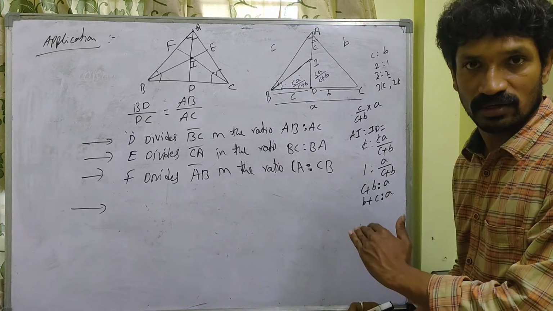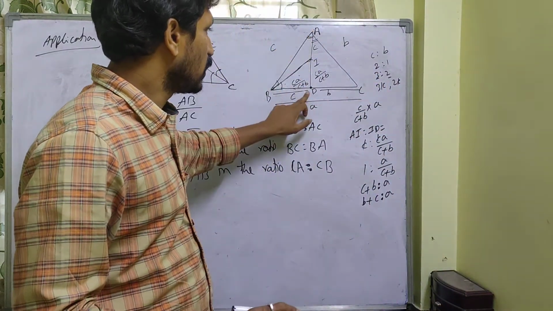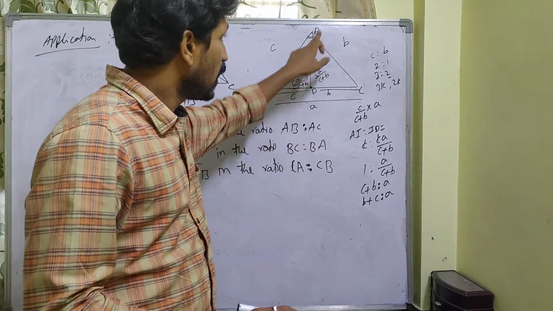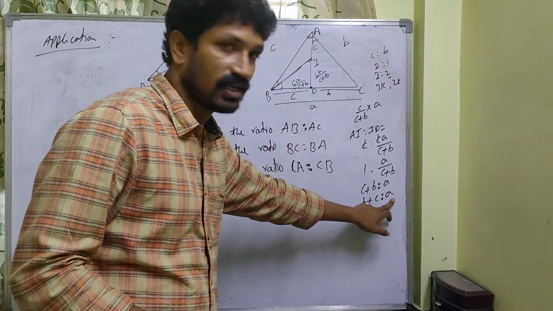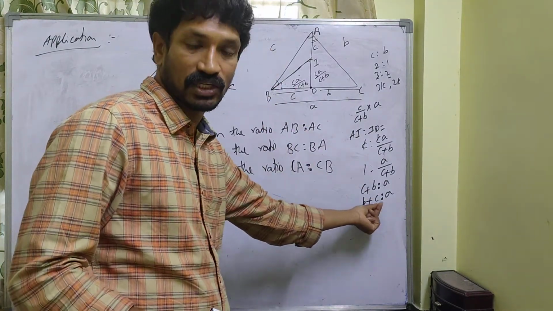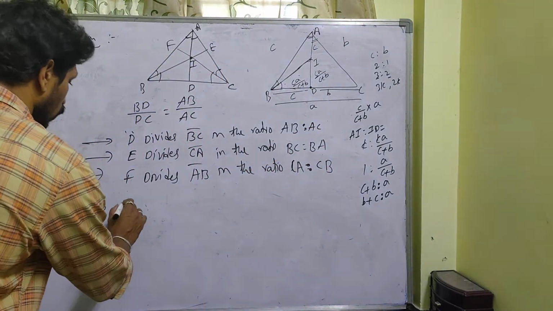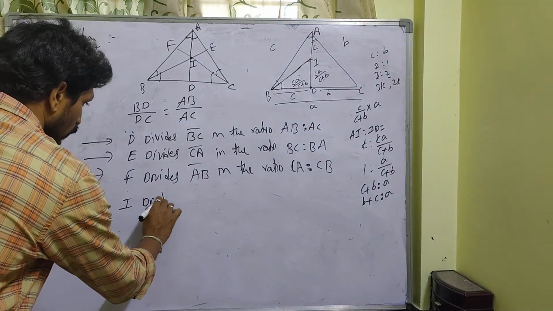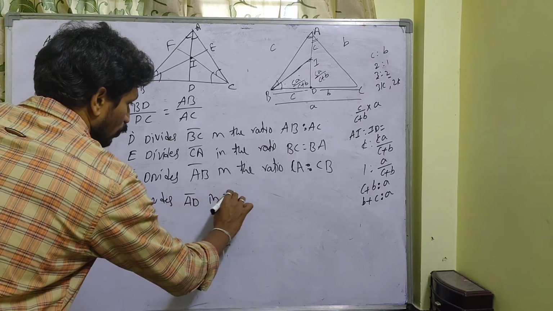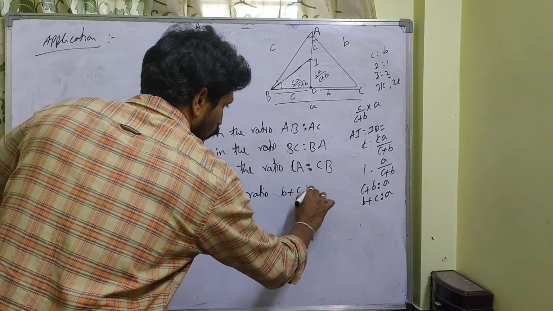Did you understand? So from here onwards we can say I divides AD in the ratio B plus C is to A. In AD, A is the vertex, so that will be here, and the remaining two sides B and C you have to write here. B plus C is to A. Like that you just remember. That is the trick. Okay. So what can I write here? I divides AD in the ratio B plus C is to A.